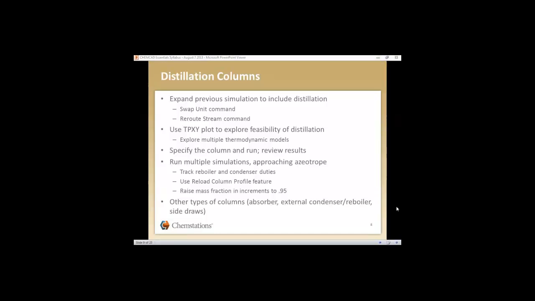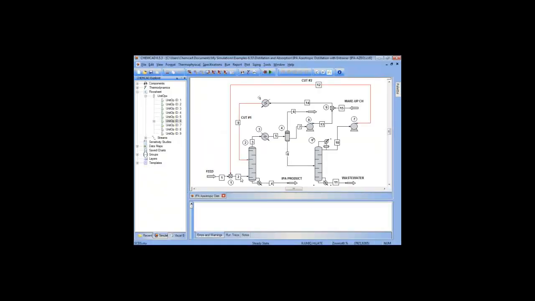We've got a couple of questions. The first question is: is there any way to renumber streams or unit ops to be in order of the flow if they're not in order? Yes, that's a general question that I should have covered in the first segment, but I did not.